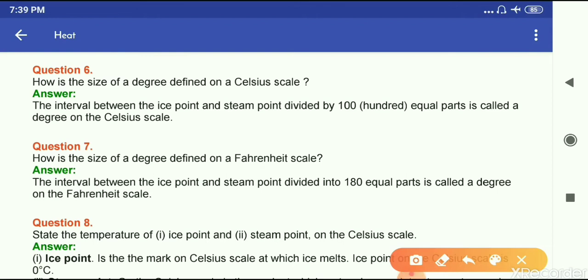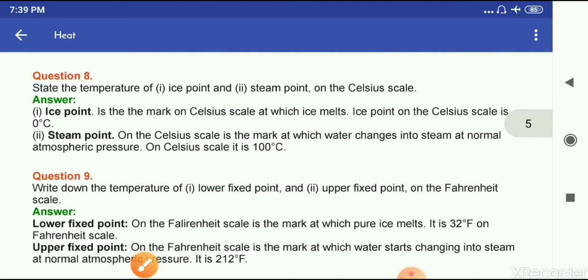Question number 6. How is the size of a degree defined on a Celsius scale? The interval between the ice point and steam point divided into 100 equal parts is called the degree on the Celsius scale. Question number 7. How is the size of a degree defined on a Fahrenheit scale? The interval between the ice point and the steam point divided into 180 equal parts is called a degree on the Fahrenheit scale.